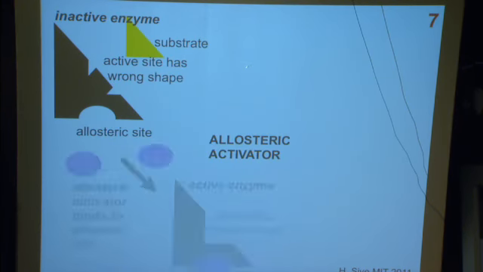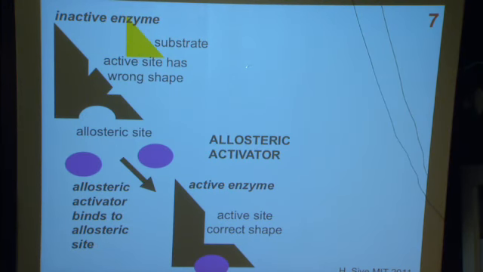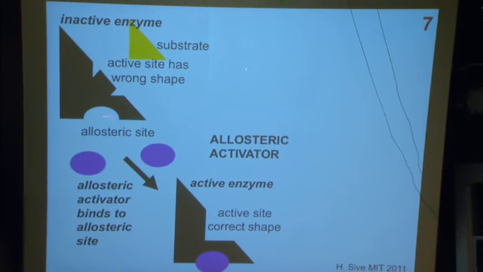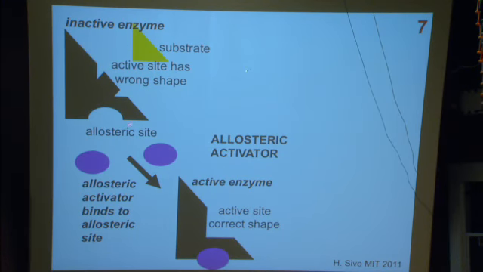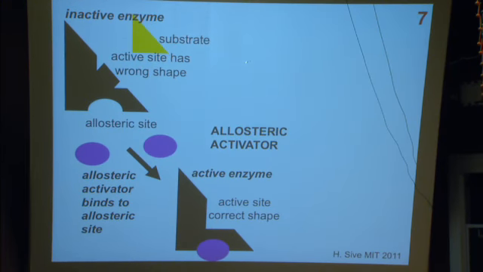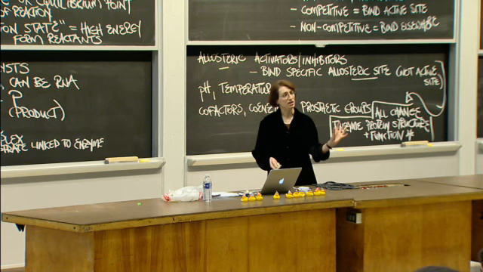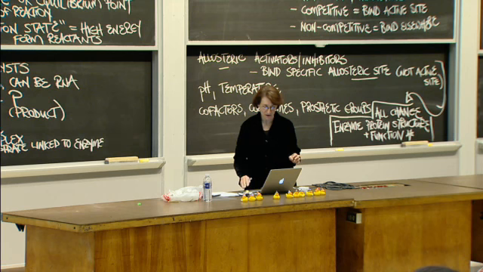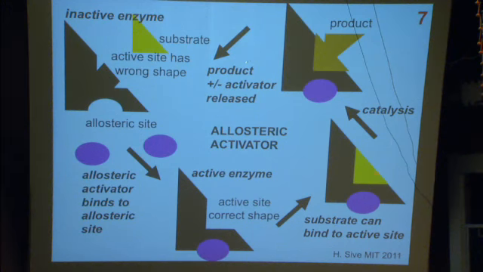Here's the notion of an allosteric activator. Here's the enzyme, and here's the enzyme with its substrate, and here's its allosteric site. And it can't work until an allosteric activator, which is not the substrate, it's a different molecule, binds to the allosteric site and then makes the active site the correct shape to fit the substrate so that the enzyme can work. And you can get a cycle here again so that you get catalysis and the whole thing can take place again.